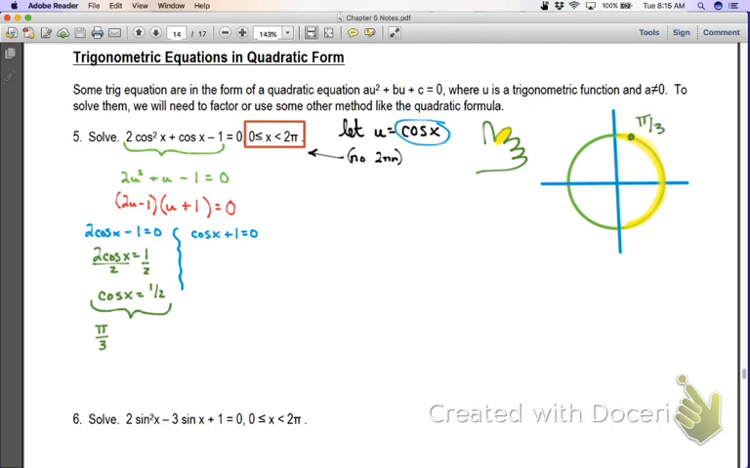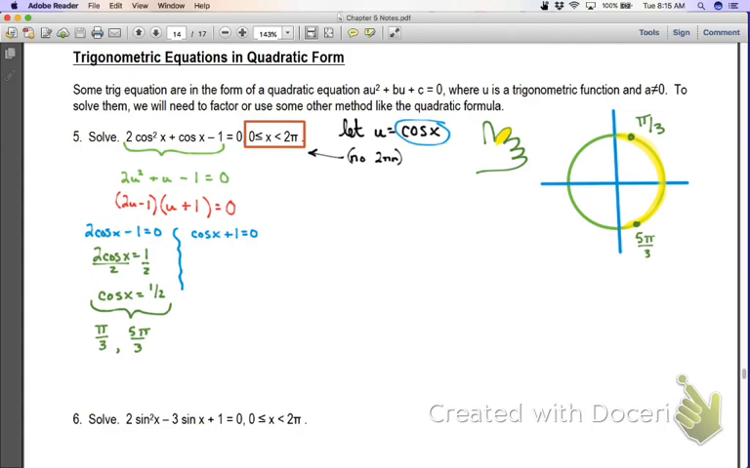Where else? Down here. What is the spot down here? 5 pi over 3, I think, is what I was getting. Yeah, that's what it was. Okay. So pi over 3 and 5 pi over 3.